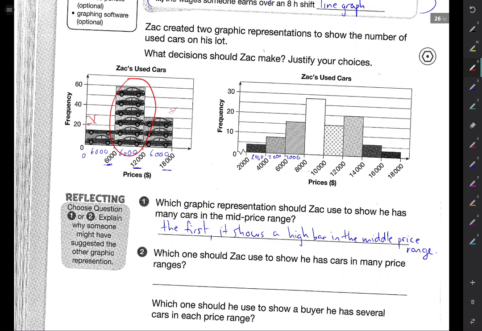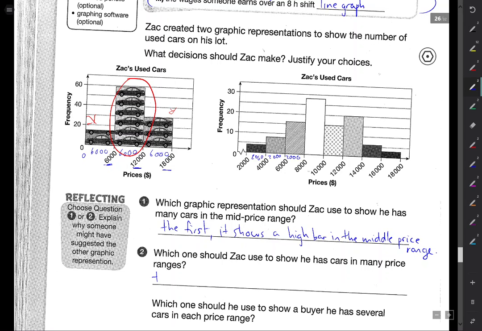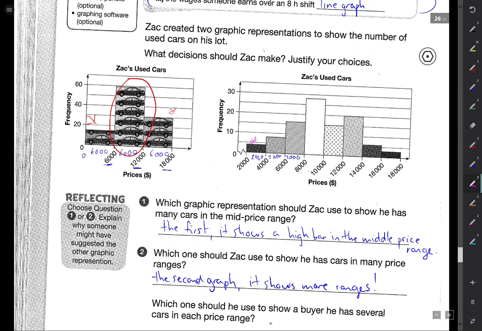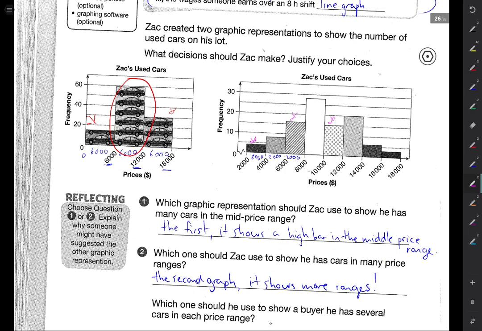In number 2, it says, which one should Zach use to show he has cars in many price ranges? So if I were Zach and I wanted to show that I have cars spanning all the price ranges, I would choose the second graph. And that's because it shows more ranges. So if I'm looking at the second graph, I could see, oh cool, Zach has cars in the $2,000 to $4,000 price range. He also has some in the $10,000 to $12,000 price range, the $6,000 to $8,000, and so on. When I'm looking at this first graph here, we can kind of see the same thing, just not with as much detail. So for number 2, I would go with the second graph.